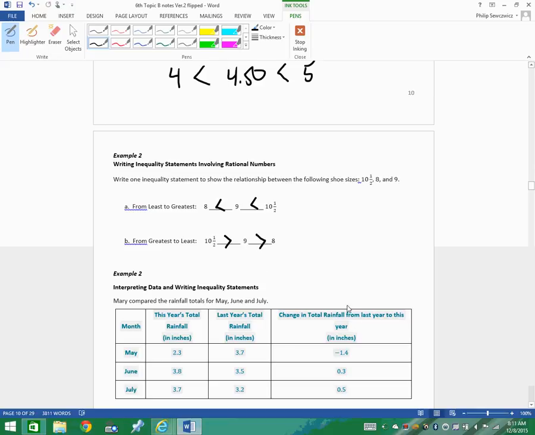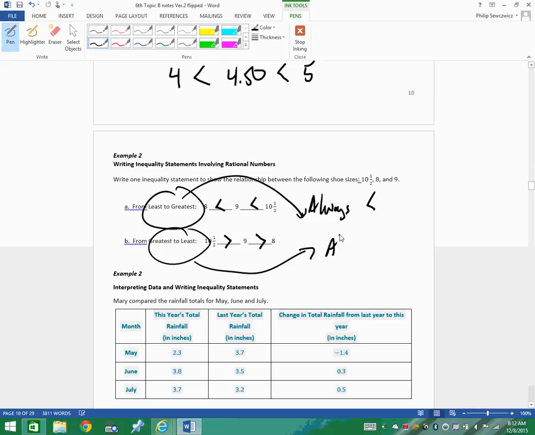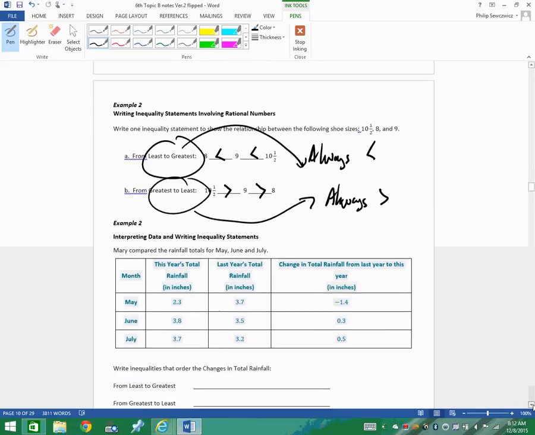What we want you to notice here is that when you go from least to greatest, look what you always use: the less thans. It's always less thans. If you want from least to greatest, it's always going to be your less thans. You want from greatest to least, it's always going to be your greater thans. So do watch for that, because of the setup and the patterns that come along here.